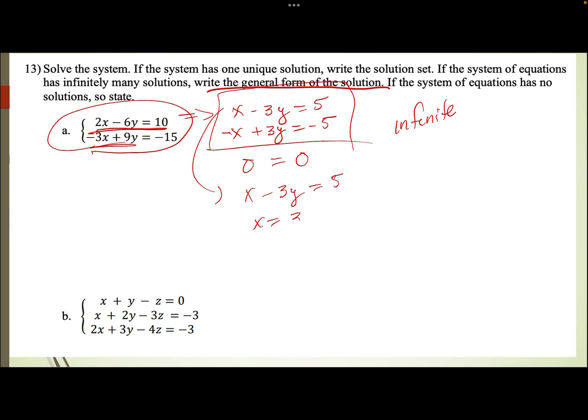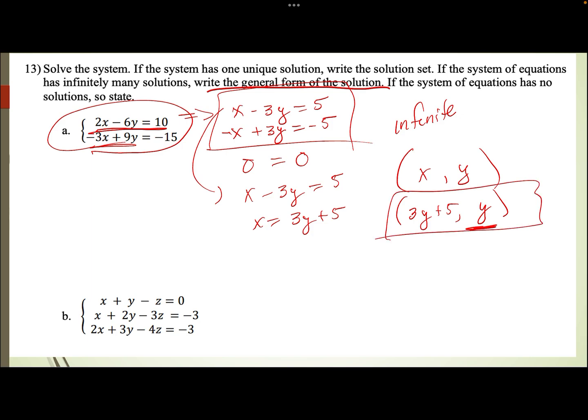So x equals 3y plus 5. So then I write my xy solution. What does x equal? 3y plus 5. And then y is just y. The infinite part comes by picking something for y and then finding out what value of x goes with that. So that would be the answer for that one.